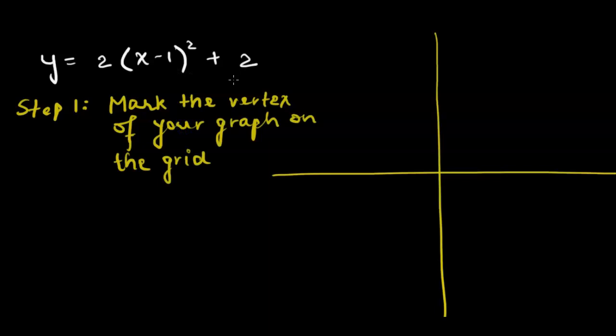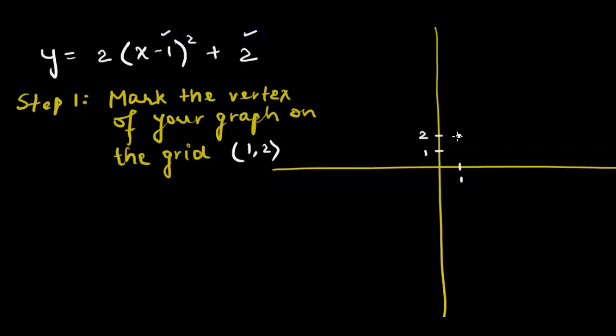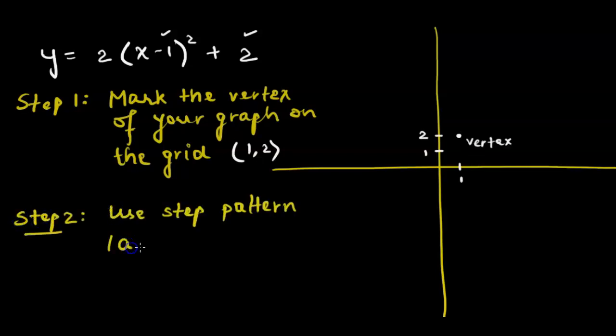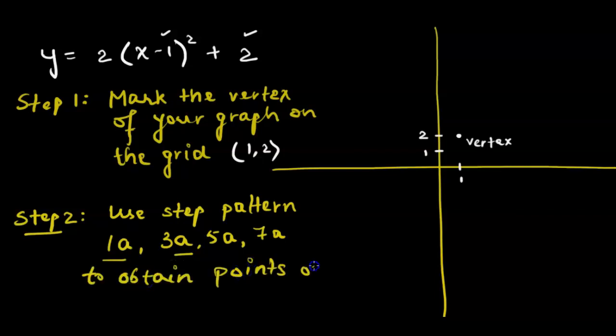Since we know in this example vertex is 1, 2, because vertex is h comma k, so we would mark point 1, 2, which is here as the vertex of the graph. Step 2 is we use the step pattern 1a, 3a, 5a, 7a, and so on. Whatever number of points required, we can use just 2 of these points, or we can use 3 of the points, or we can use 4 of the points to obtain points on the parabola.